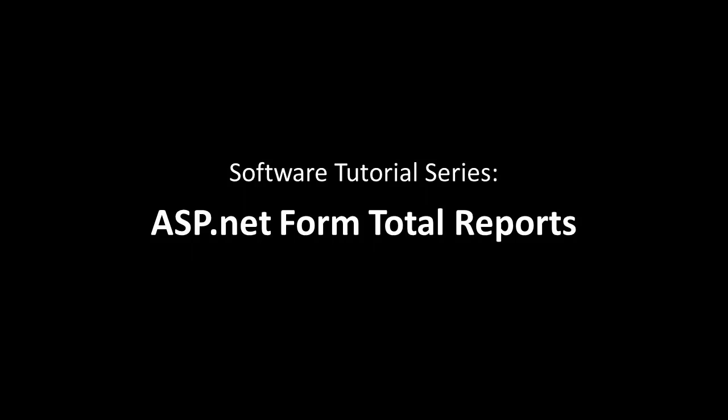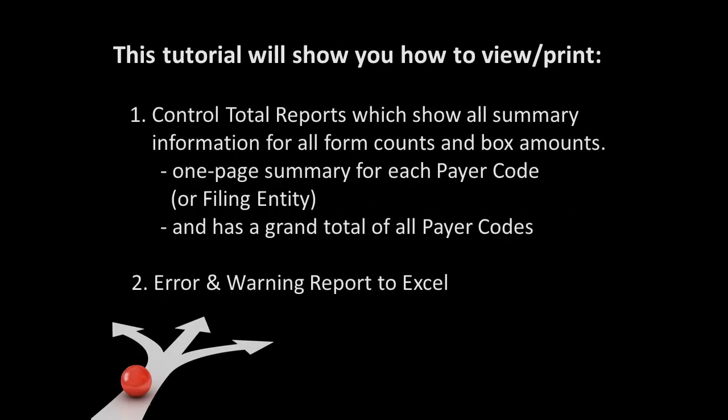ASP.NET Form Total Reports. This tutorial will show you how to view and/or print control total reports which show all summary information for all form counts and box amounts. This report provides a one-page summary for each payer code or filing entity and has a grand total of all payer codes that are included in the selection criteria on the last page.